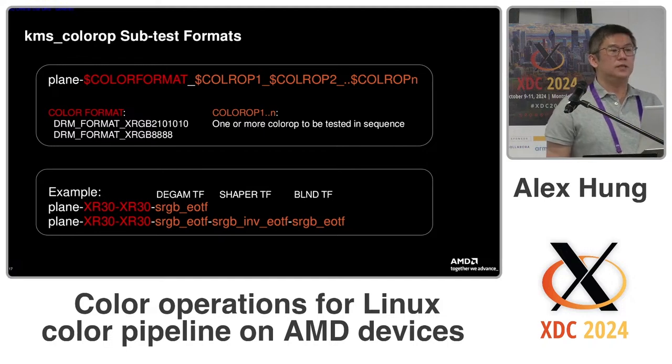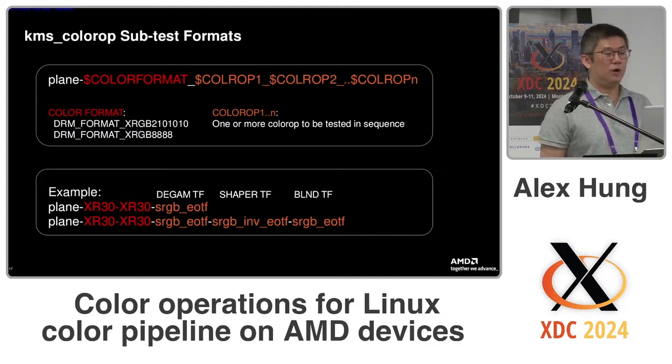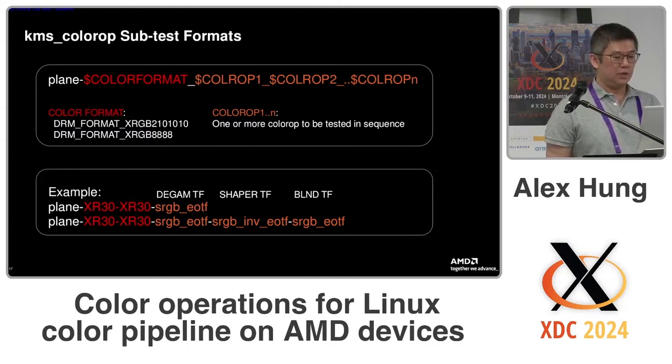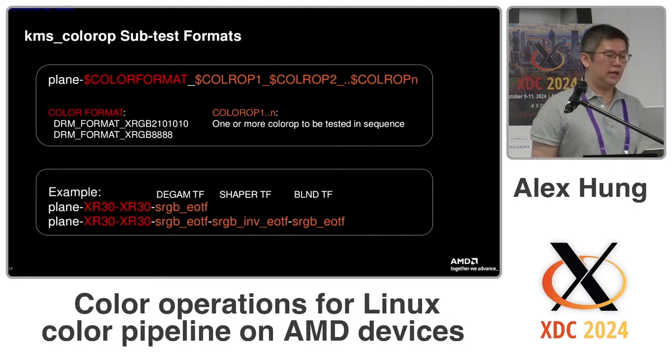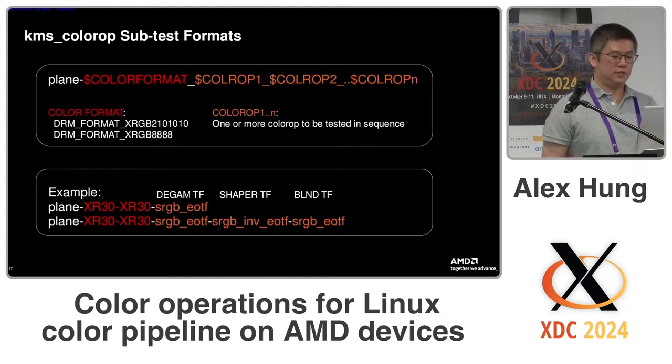And this is the format of a subtest. So basically, each subtest has a color format followed by one or more color operations. The format could be, for example, 10 bits or 8 bits, and the colorop will be one of those defined previously.